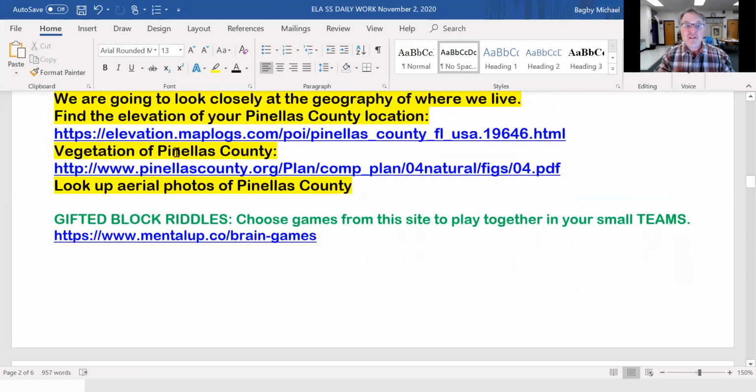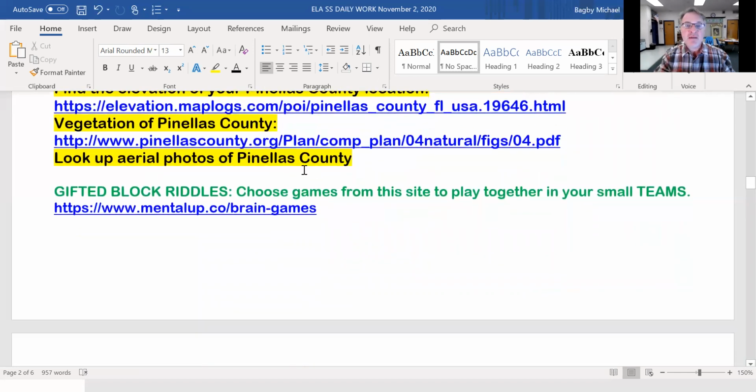We're also going to be looking at the vegetation of Pinellas County. In other words, what grows here? What's the soil like? By the way, it's pretty sandy. I think you probably know that. And also you can type in Google, look up aerial photos of Pinellas County, specifically historic ones, and you can kind of see what the place used to look like. And we'll look and see how the population grew in Pinellas County, which it grew very rapidly.